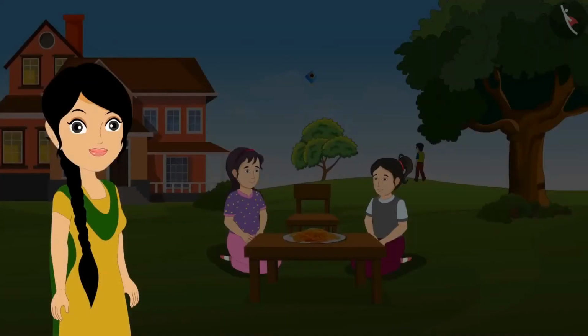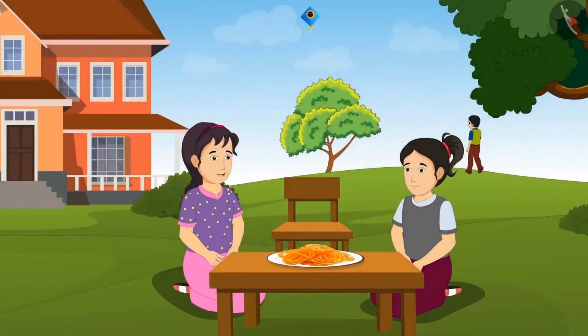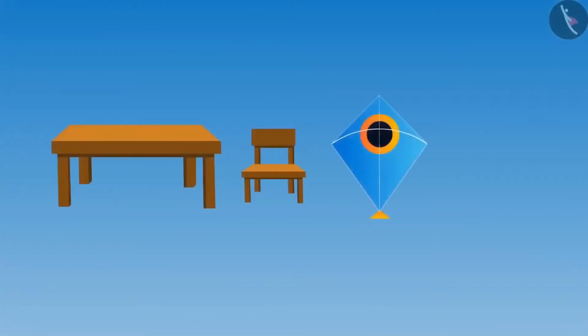When Riva and her elder sister Meena were sitting in their garden and talking to each other, Meena asked her sister a question. Riva, just take a look around. Can you tell me which all objects you see around? Yeah, sister. A table, a chair, a flying blue kite in the sky, and of course, this delicious jalebi in our plate.